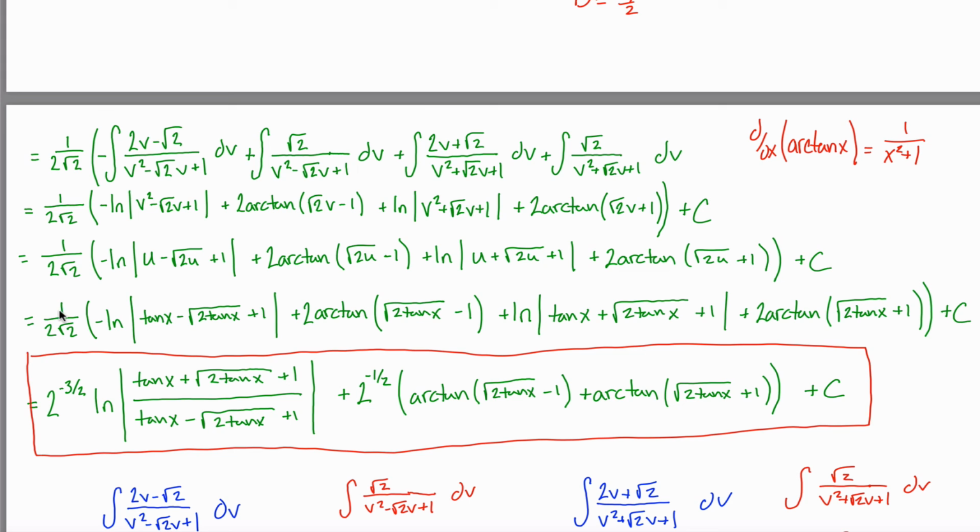So just cleaning things up, 1 over 2 root 2 is the same as 2 to the negative 3/2 power. And then taking these 2 terms that have logs in them, I can use a difference of logs formula to rewrite this as the log of this mess divided by this mess, which is what I have here. That leaves me with the 2 arctangent terms. So I can cancel out the 2 in the denominator with these 2's here and call this 2 to the negative 1/2 power. And then I have arctangent of this mess plus arctangent of this mess.